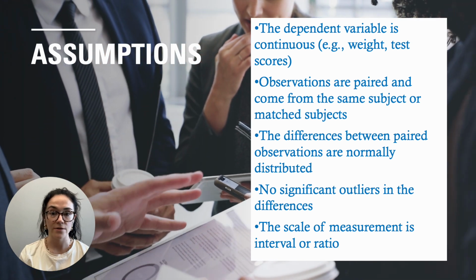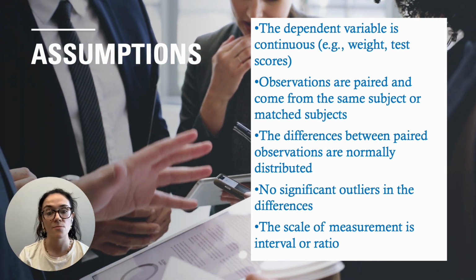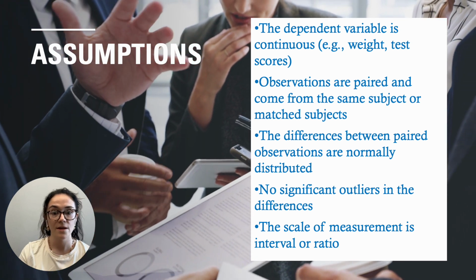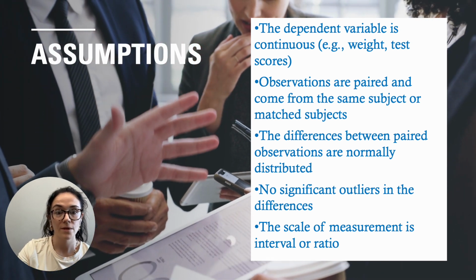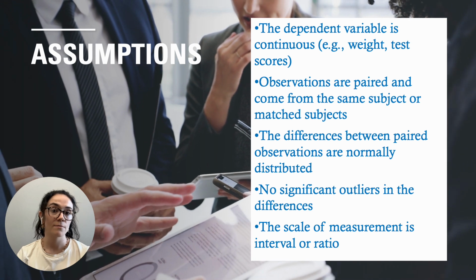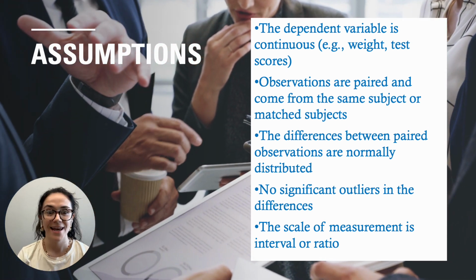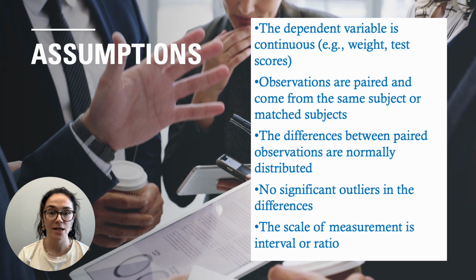Fourth, we want to check that there are no significant outliers in the differences. Outliers, or extreme values, can have a big impact on the mean and the p-value, so it's important to identify them ahead of time if possible. A simple box plot or a histogram of the differences can help spot potential outliers.